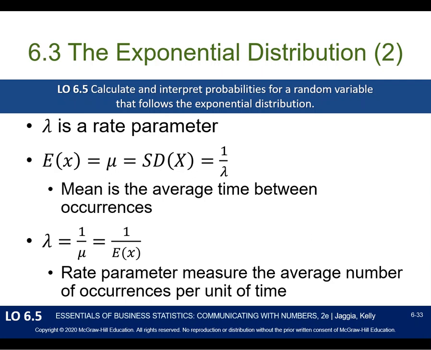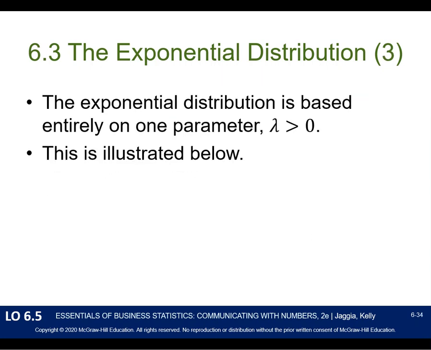So we may measure how many customers come over an hour, or how many people come through the drive-through in an hour, or how many orders are placed in an hour, something of that nature. So again, the exponential distribution is based primarily or entirely on the parameter that lambda is greater than 0. You can't have a negative rate of occurrences. So it can be 0, but it can't be negative.